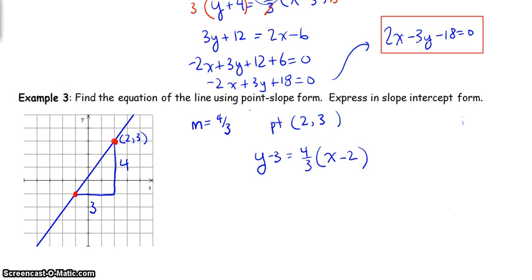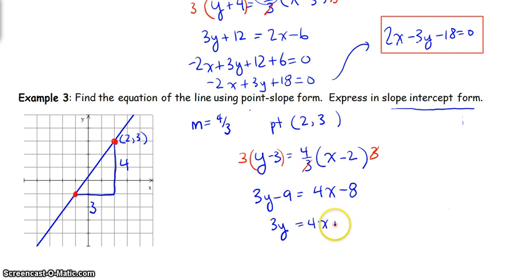Oh, I have a fraction. Let's multiply both sides by 3. Oh, the 3's cancel. Keep going. 3y minus 9 equals 4x minus 8. Oh, I want it in slope-intercept form. Isolate the y. So I add 9 to both sides. Divide everything by 3. And now I can see in slope-intercept form, my y-intercept is 1/3, and my slope is 4 over 3x.